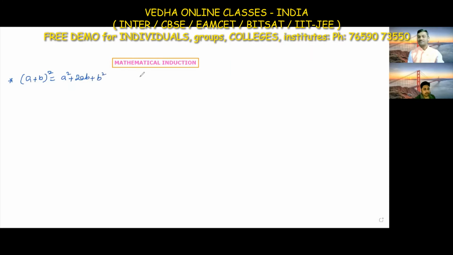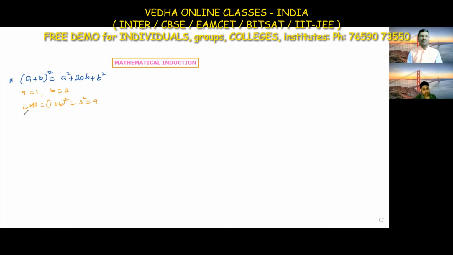b square. Here, by substituting a equals 1 and b equals 2, taking the LHS, we get (1 + 2) whole square, that is 3 square, that is 9.